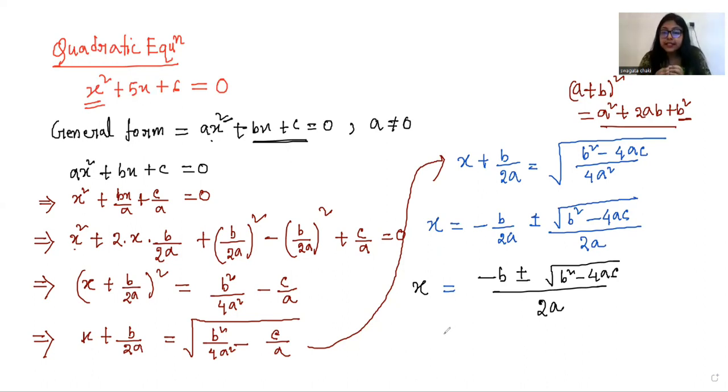So we can find the solution directly by using this quadratic formula. So let's take one example and let's use this formula. So let's take a quadratic equation: x square plus 5x plus 6 is equal to 0. So this is a quadratic equation, right?